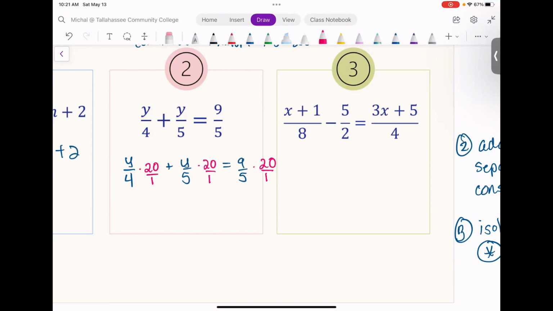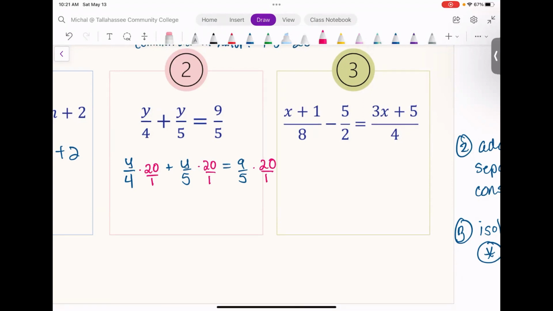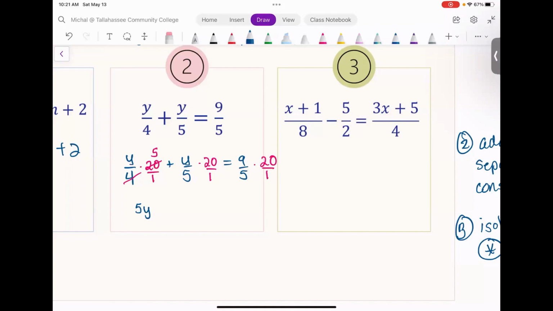I can cross cancel. 4 divides into 20 5 times. 5 times y divided by 1 is 5y. Next, y/5 times 20. I can do the same process. 5 divides into 20 4 times. 4 times y divided by 1 is 4y. On the right side of the equal sign, 5 divides 20 4 times. 4 times 9 is 36.